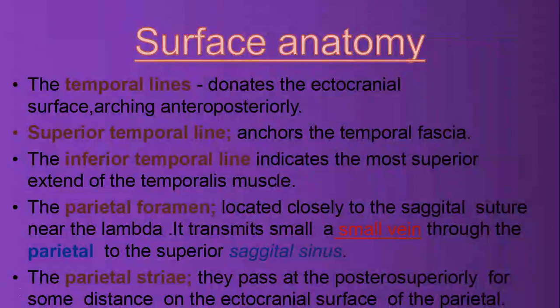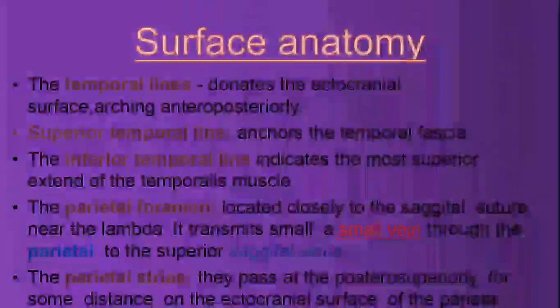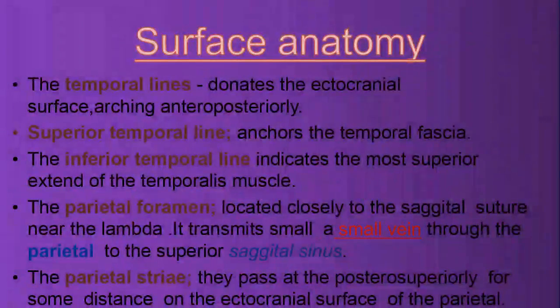The parietal foramen, located close to the sagittal suture near the lambda, transmits a small vein through the parietal to the superior sagittal sinus. The parietal striae pass posterosuperiorly for some distance on the ectocranial surface of the parietal.